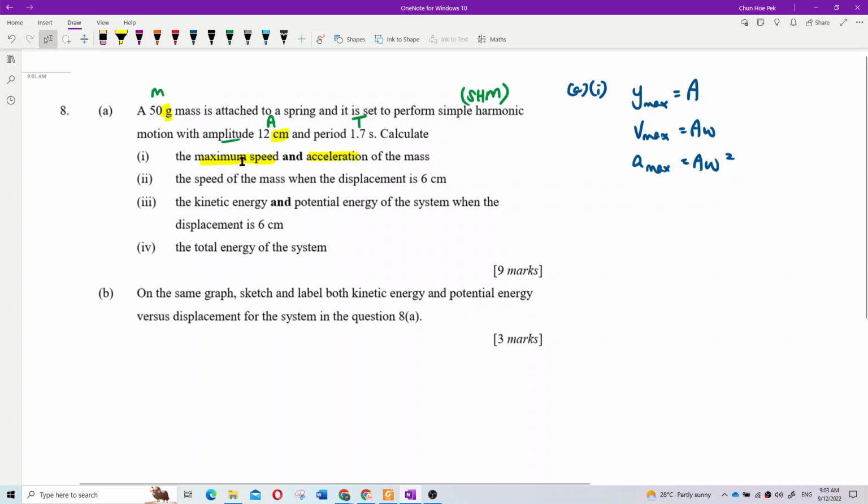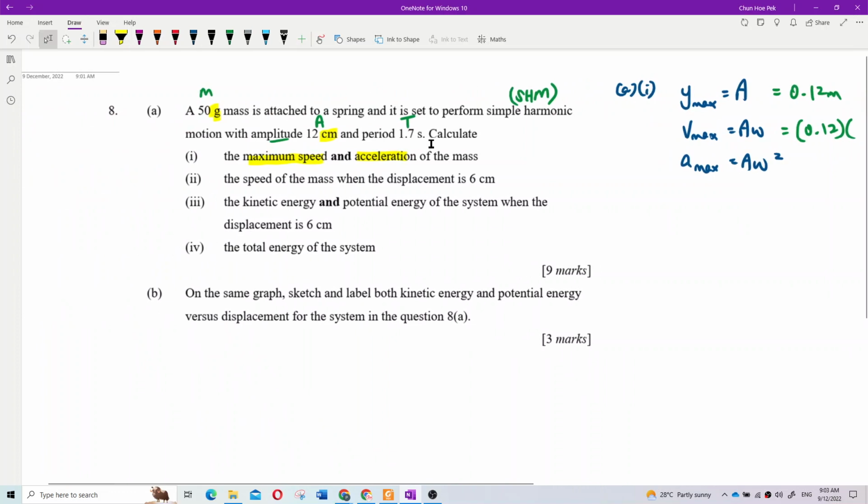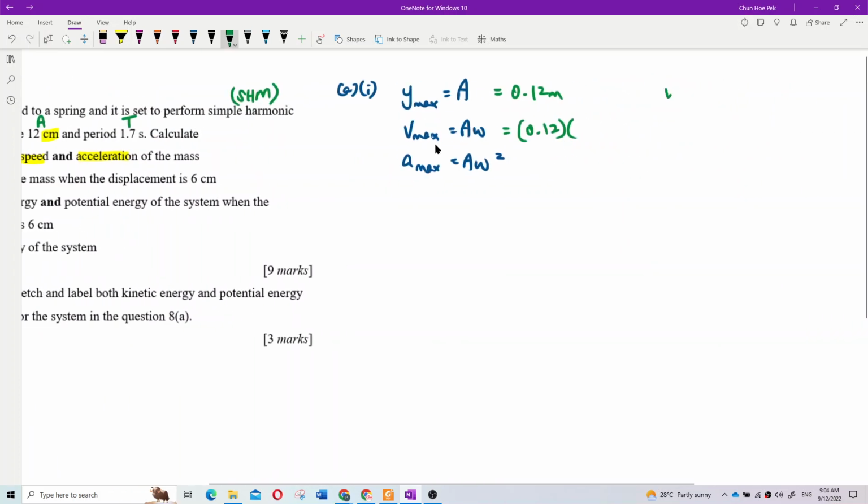So you need to give this V max and A max. You already have the Y max, 12 cm. Maybe you can write it down. The amplitude is already given, but convert to meter: 0.12 meter. That's the Y max, the amplitude. Then V max is A omega, 0.12 meter multiply omega. Oh, omega you need to find first, because you got the period.